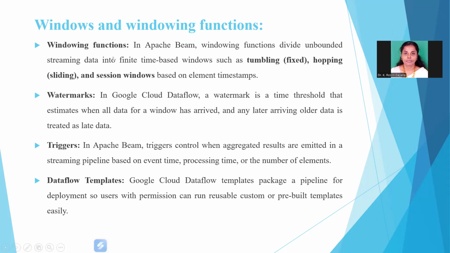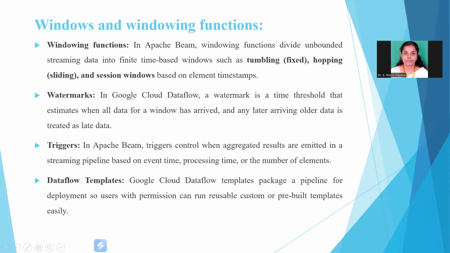And in Google Cloud Dataflow, how is data processed? It is using windows and windowing functions. Windowing functions in Apache Beam, used by Google Dataflow, divide unbounded streaming data into finite time-based windows such as tumbling, that is fixed timing data, hopping, that is sliding window, and session windows, based on elements' timestamps.